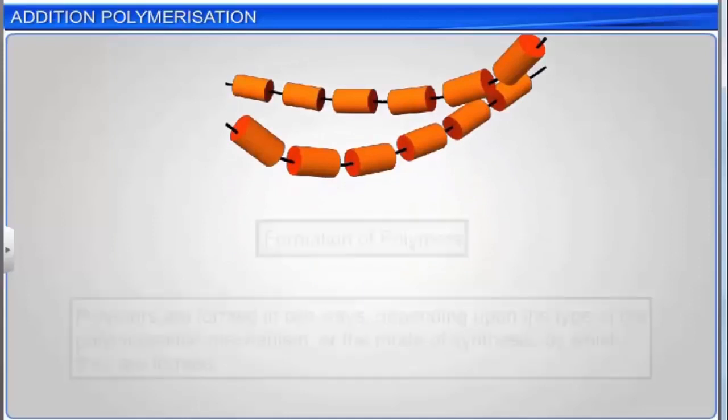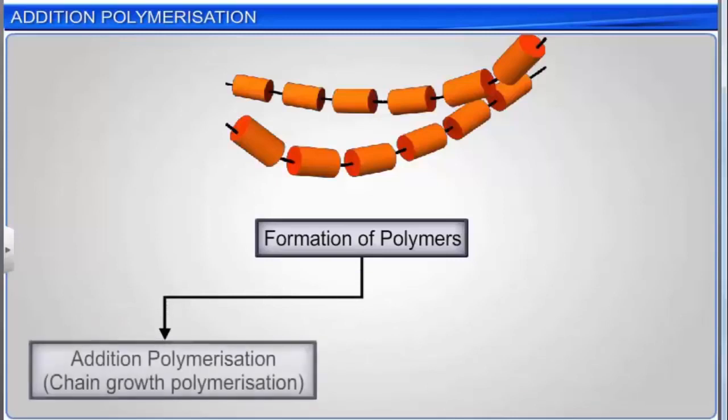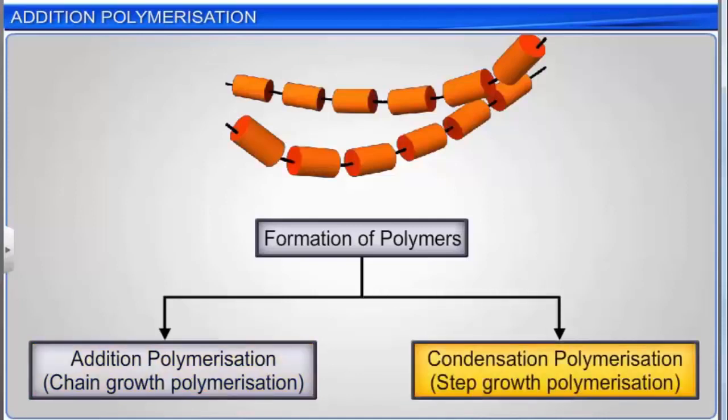In general, polymers are formed in two ways, depending upon the type of the polymerization mechanism or the mode of synthesis by which they are formed. These are addition polymerization or chain growth polymerization, and condensation polymerization or step growth polymerization. Let's learn in detail about addition polymerization.